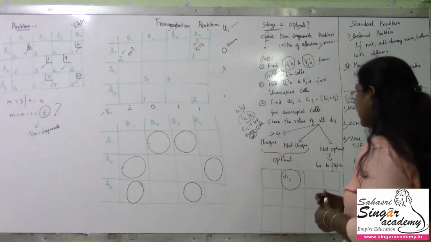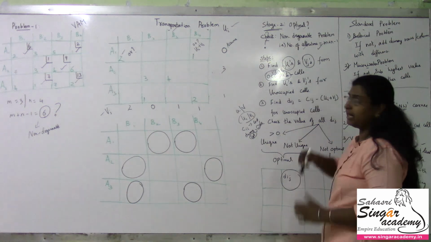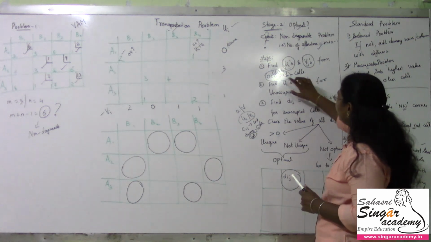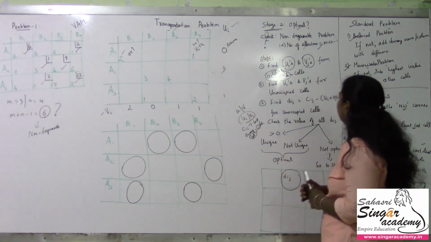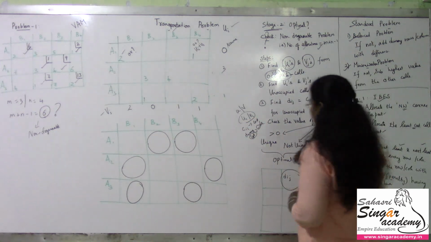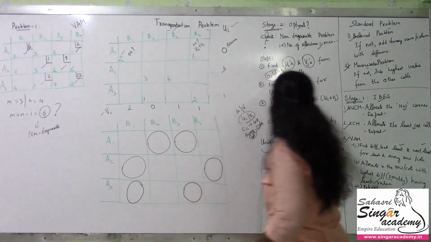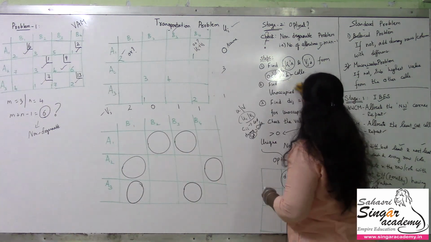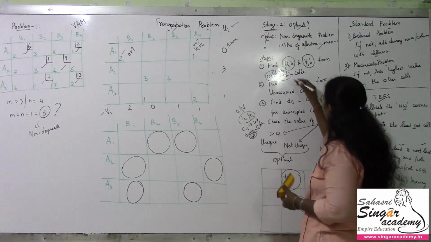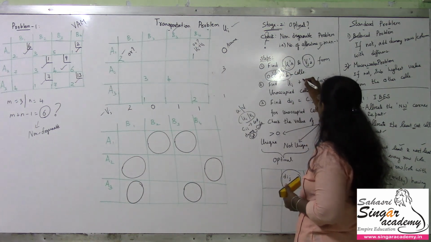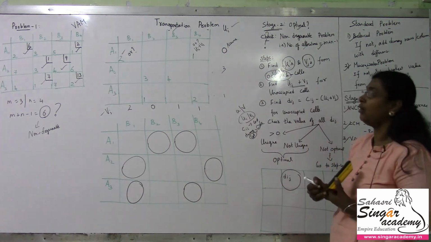Let me go for the second step. You are asked to find ui and vj for the unoccupied cells now. See, with the help of occupied cells, you found the ui's and vj's. Sorry, I'll make a small correction here. Not find ui's and vj's. Find ui plus vj. We have found ui and vj from the occupied cells. Now find ui plus vj for unoccupied cells. Please make a note here: ui plus vj for unoccupied cells.